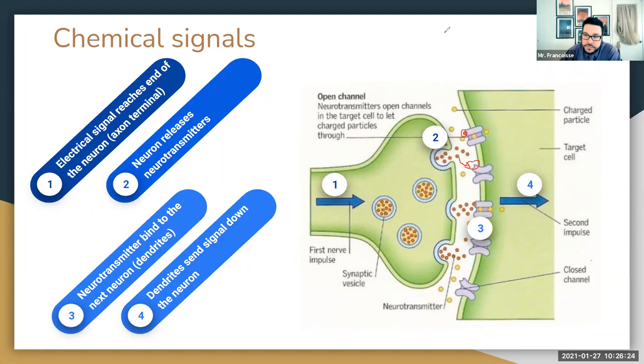Does anyone have any questions so far on what we're taking a look at? I know there's a lot of additional information on these slides, but we just want to focus on those four main steps. Electrical signal releases neurotransmitters. Neurotransmitters bind and cause electrical signals.